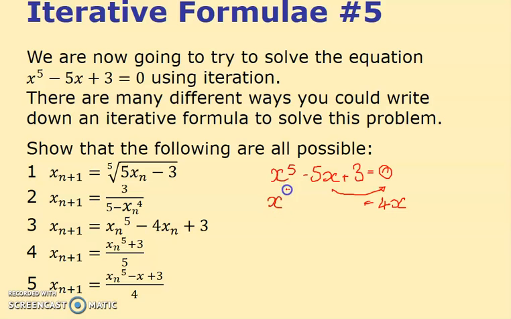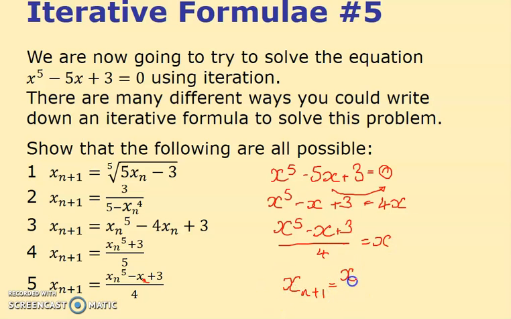So if that's the case, I shall write x to the 5. Now, I've got minus 5x, so I've moved 4x, and I think I've got minus x left, plus a 3. And yeah, that agrees with that. Oh, look at that. That's missed out the n. There you go. Now, finally then, I've divided by the 4, so x to the 5 minus x plus 3, divided by 4, is equal to x. And that gives me the final iterative form, x_(n+1) equals x_n to the 5 minus x_n plus 3, all divided by 4. So that's just highlighting the fact that with iterative formulae, there are lots of different ways.